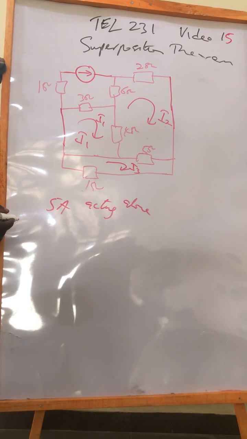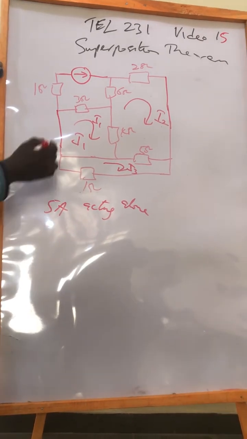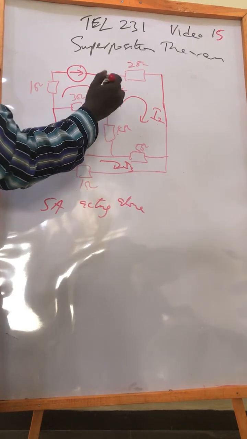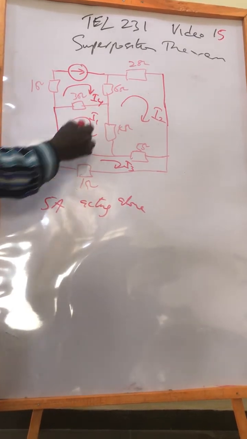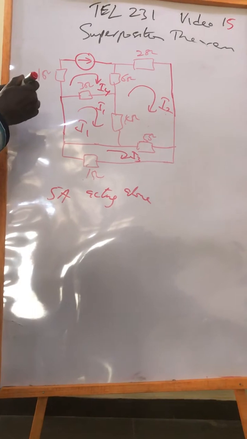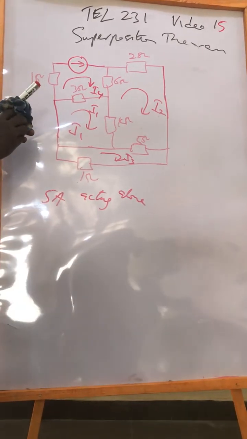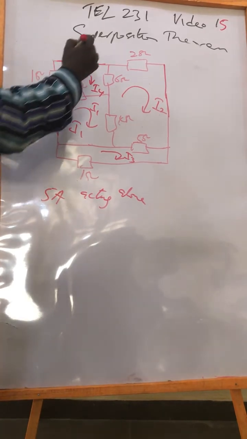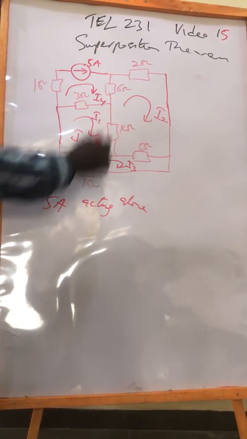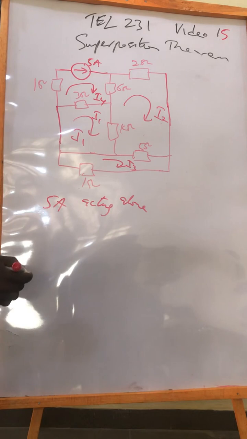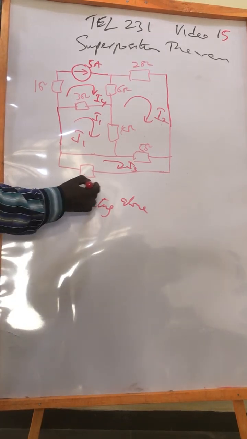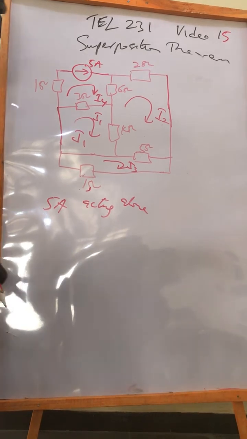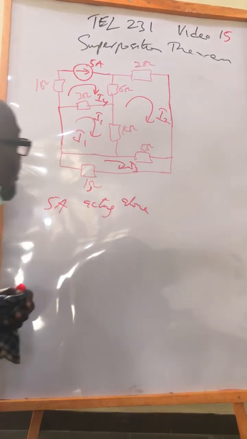I will introduce the 5 ampere, and that means I will introduce an additional mesh, which is I4. Having introduced that, we now have 4 meshes. This is the 5 ampere. We want to investigate when 5 ampere is acting alone. So let's take it one by one.